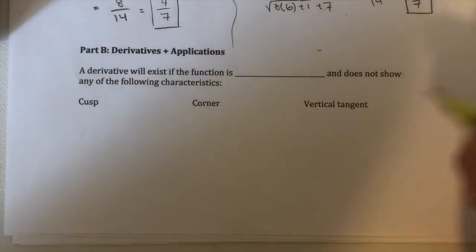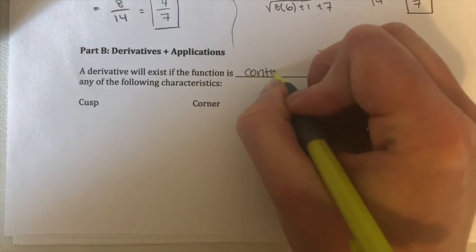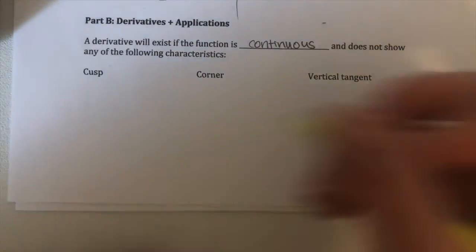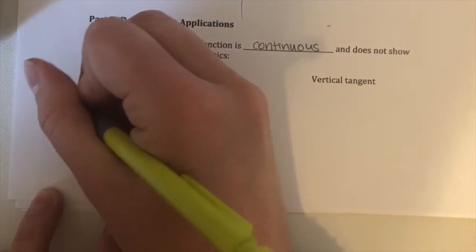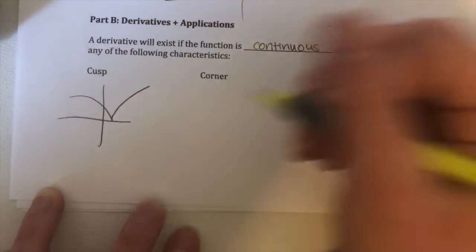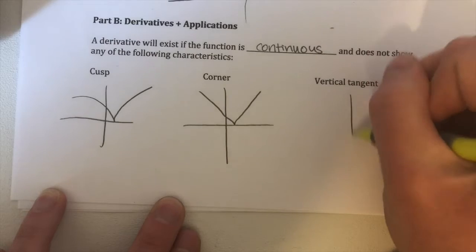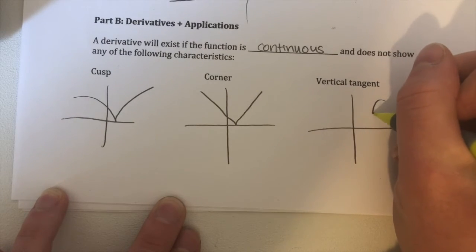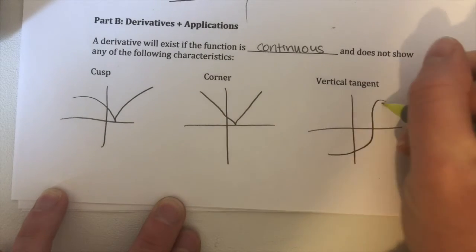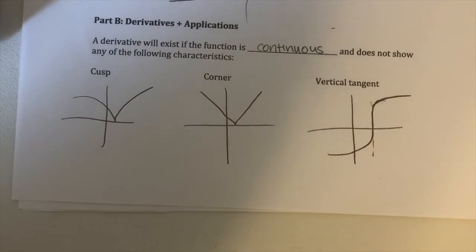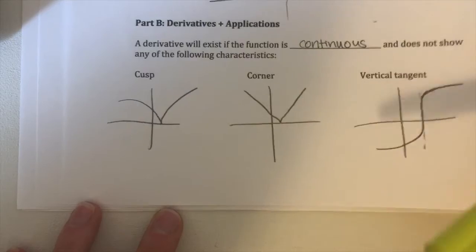So a derivative is going to exist if the function is continuous and does not show any of the following characteristics. So it can't have a cusp. So a cusp is like something like that. A corner has straight edges, and then a vertical tangent. So maybe it goes a vertical tangent like that, right? Because that slope is infinity, okay? And infinity does not exist because we can't define a real number as infinity.